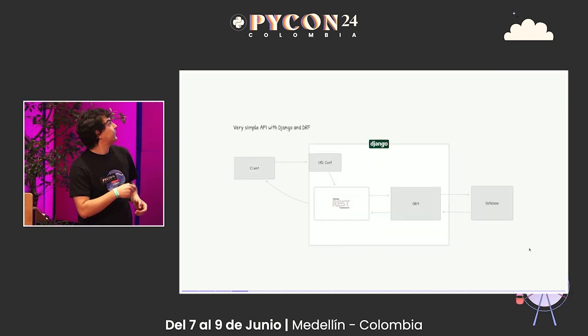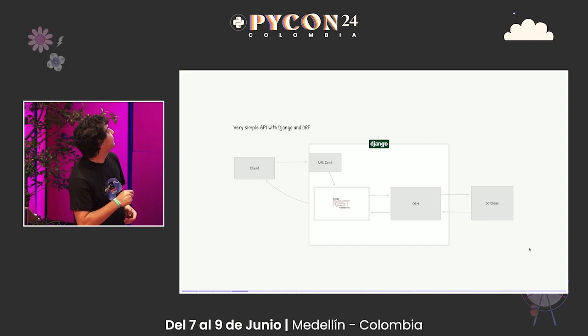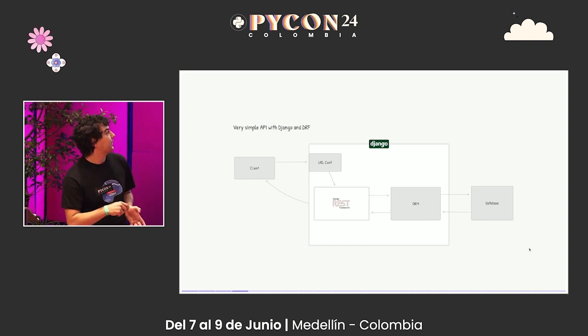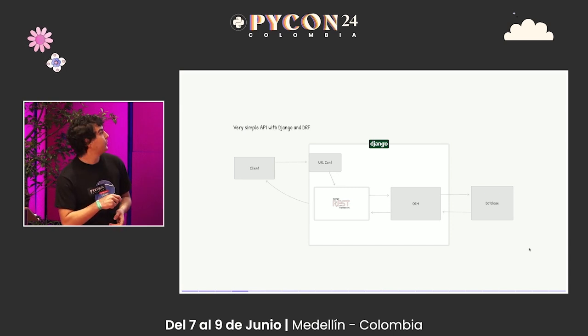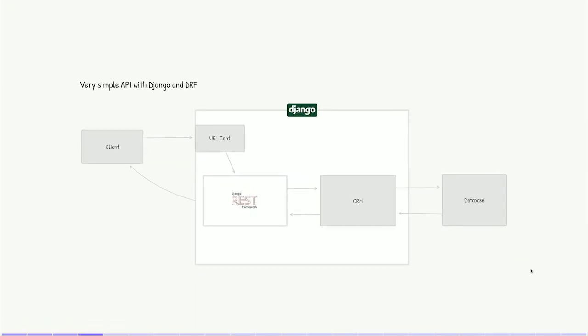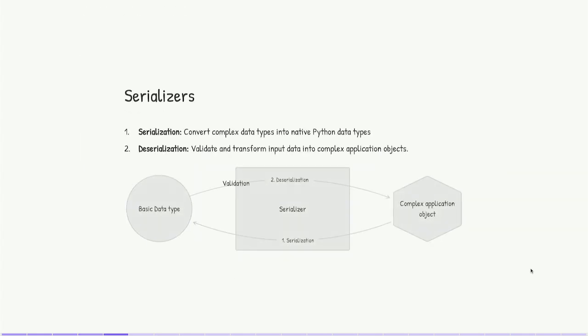This is a little bit of how it interacts. So you got the client making the request to the server. You got Django as a big API, that's the server. The URL configuration takes you to Django REST framework, where it's the views, and then you interact with the ORM and database. This is a very simple diagram, but more or less that's how you can see it.